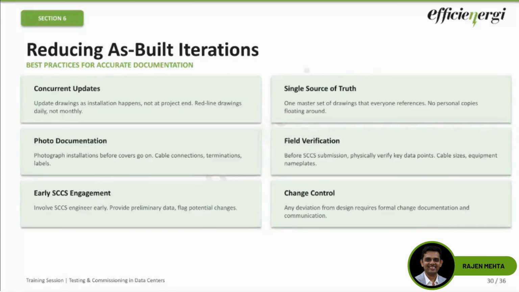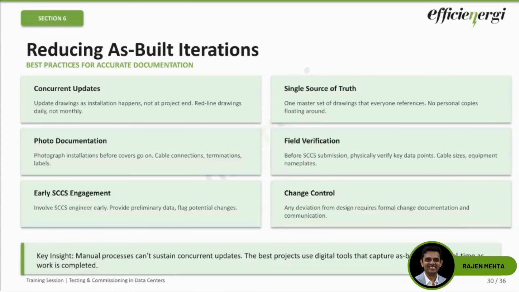So again, these practices are well known, I know, but they are hard to sustain manually. So again, my open question: what if as-built data was captured automatically? What if every test recorded equipment data? What if changes were flagged in real time? Right. So that's the answer. If at all we get that, that would be really great.